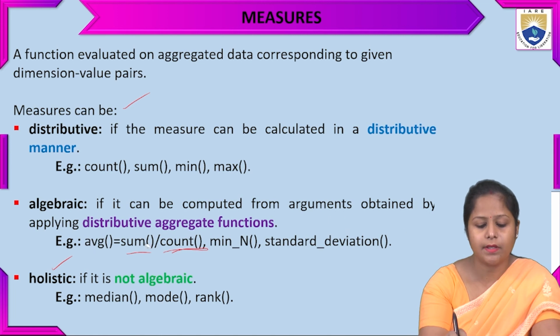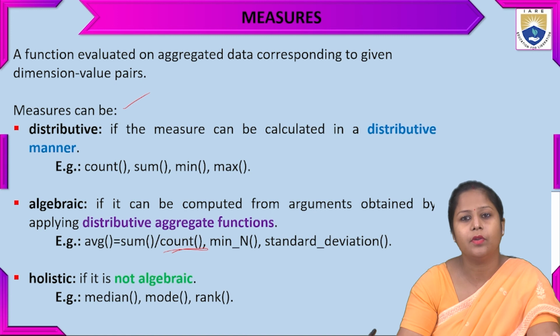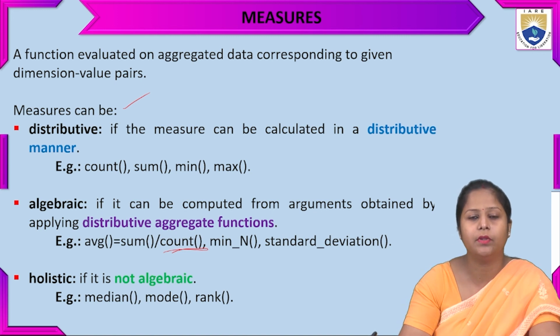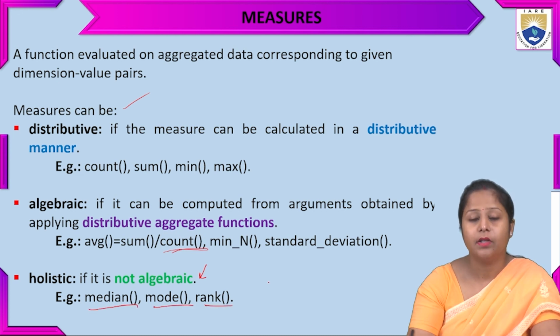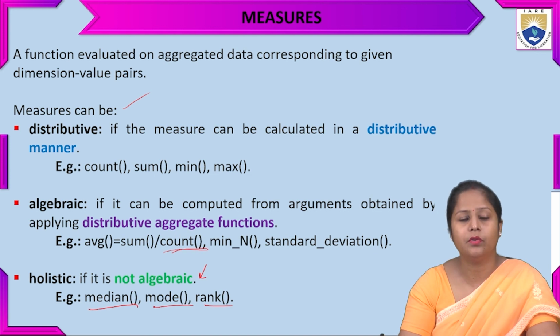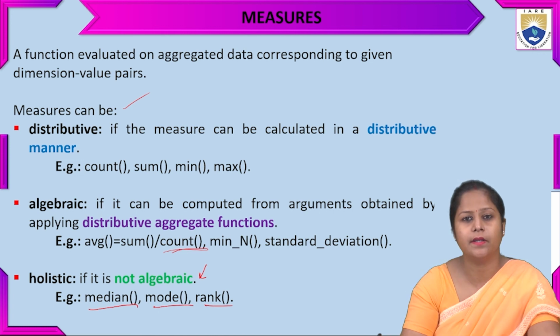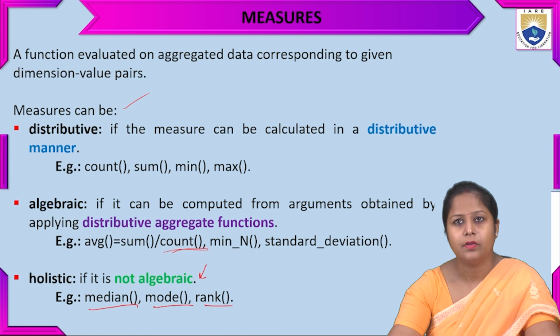Third is the holistic measure. It is a non-algebraic measure. So the rest of all the measures will come into this holistic measure. For example, median, mode, rank. These are the statistical functions used to measure the median, mode, and these are the central tendency values. So this was all about the measures term.